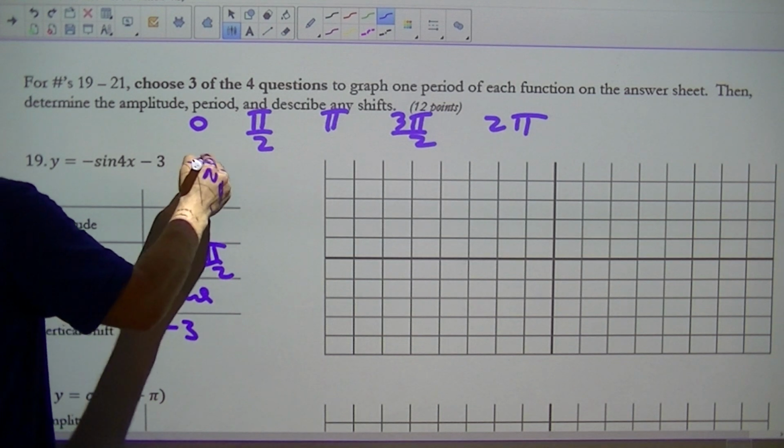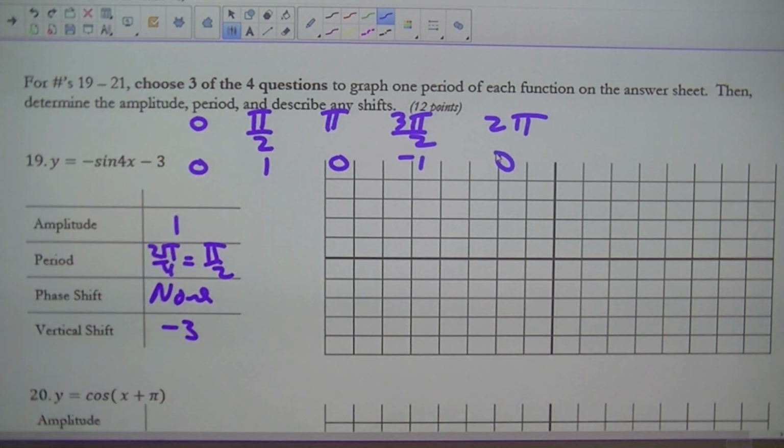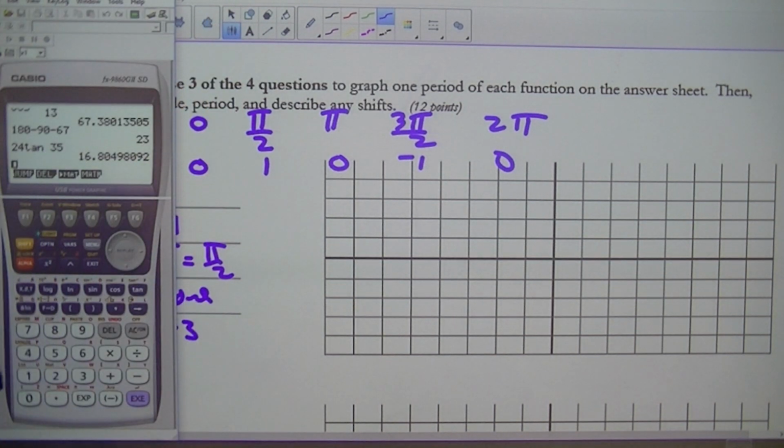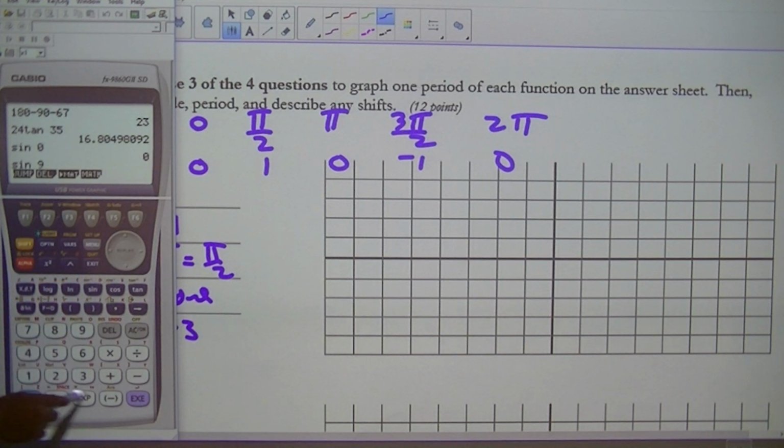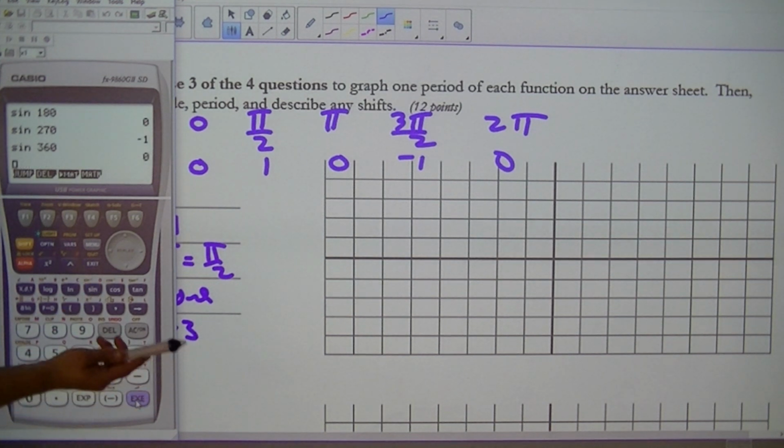Sine would be 0, 1, 0, -1, 0. So I say, Mr. Evans, how do we get those values? Well, you can always just type them into the calculator. Sine of 0 is this. Pi over 2 is 90. That's how I get this. 180. -1. So I know how those convert.